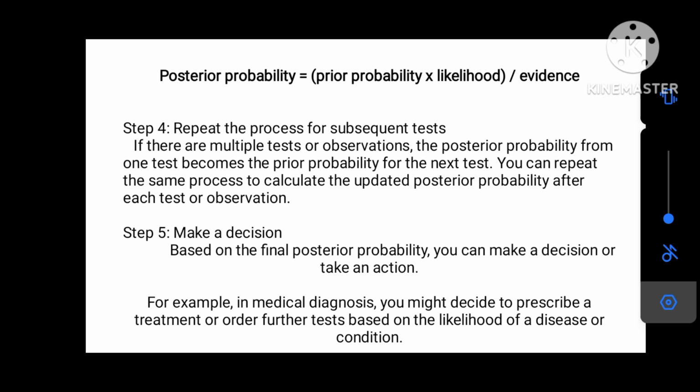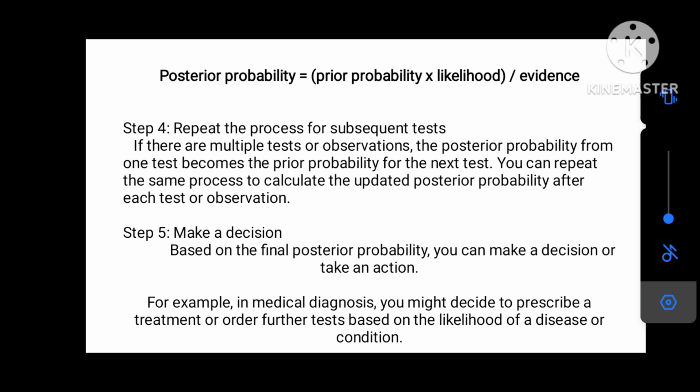So repeat that. If we repeat that, we can get the posterior probability. And then make a decision, and then we need to decide. And then there is one famous example, about medical diagnosis. So you might decide to prescribe a treatment. So what kind of medicine would a doctor prescribe? It's all based on this.